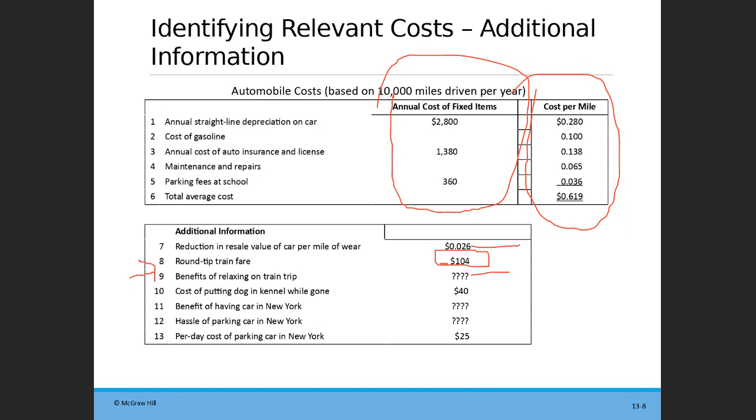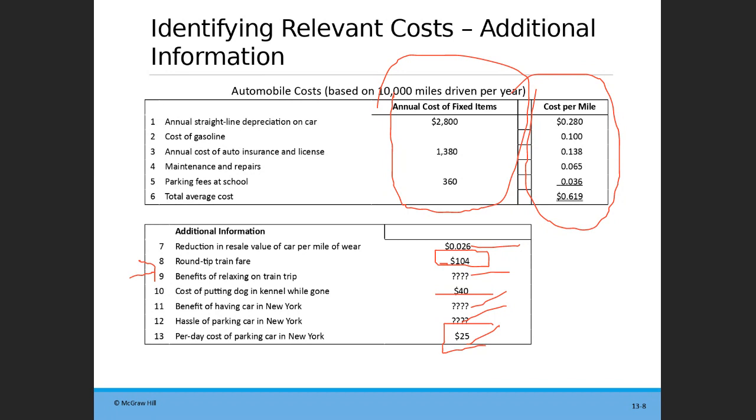Cost of putting dog in kennel. Okay, well, they still have to do that either way. So benefit of having a car in New York, again, intangible. I'm not sure it is a benefit. Hassle of parking, there you go. Per day cost of parking, 20. That sounds pretty cheap. Must not be parking in Manhattan. That's all I got to say.